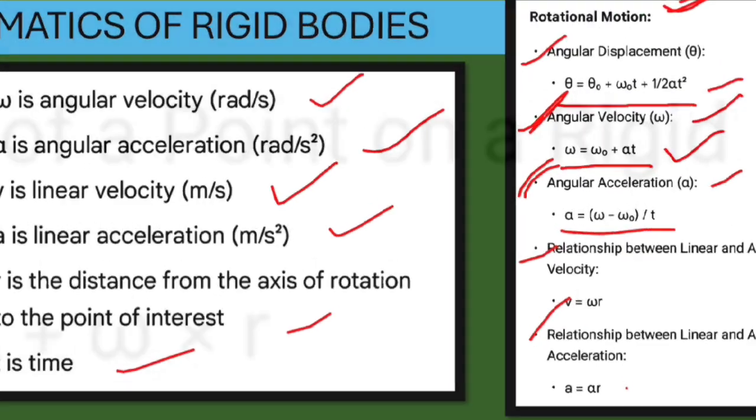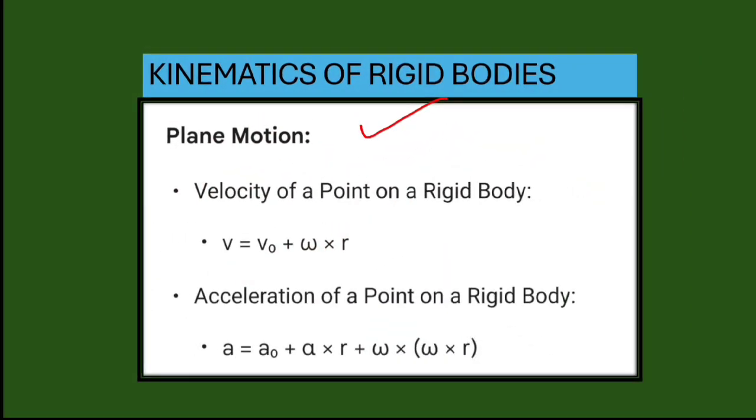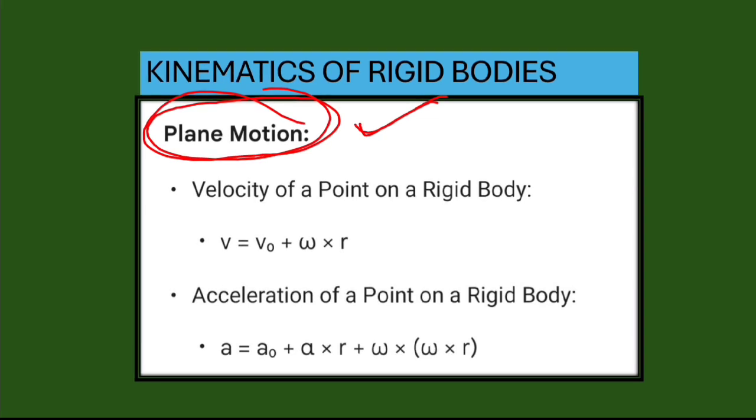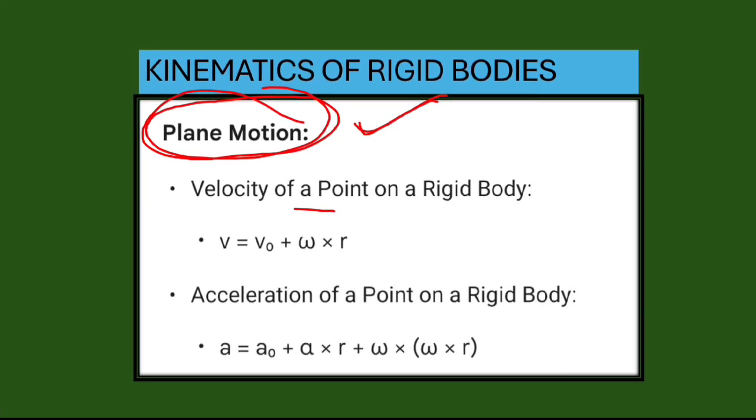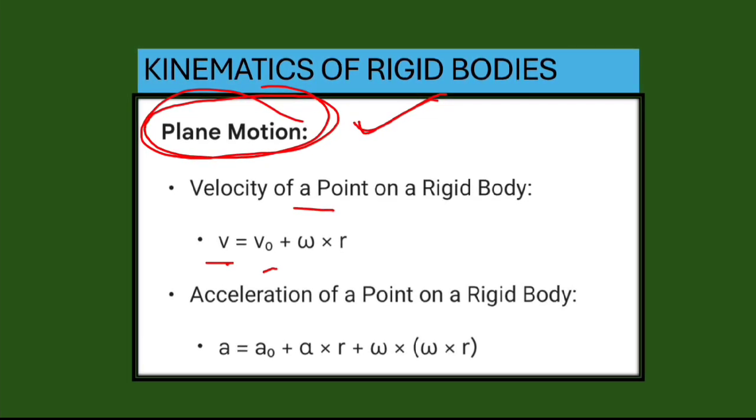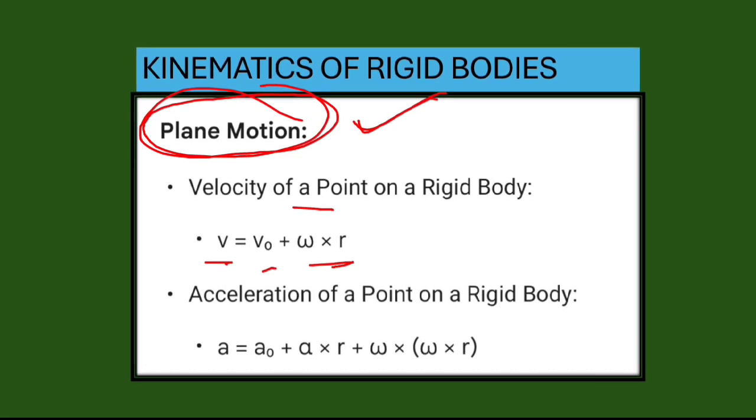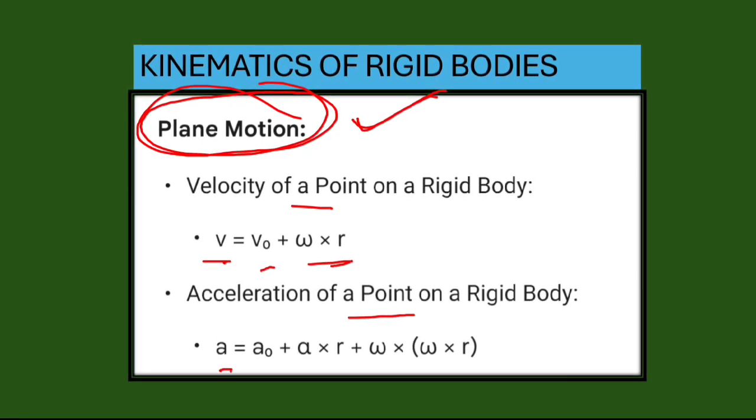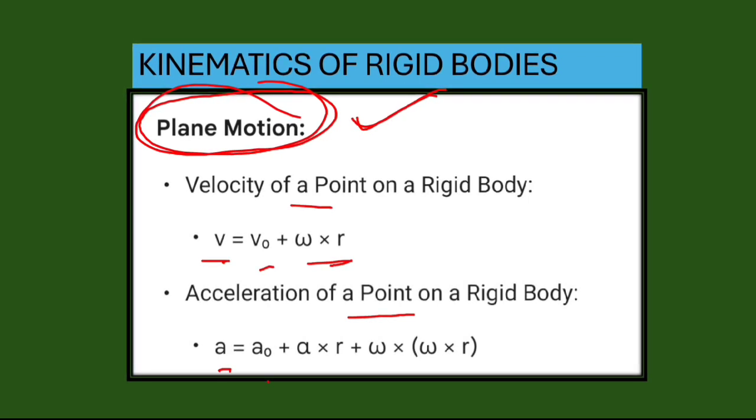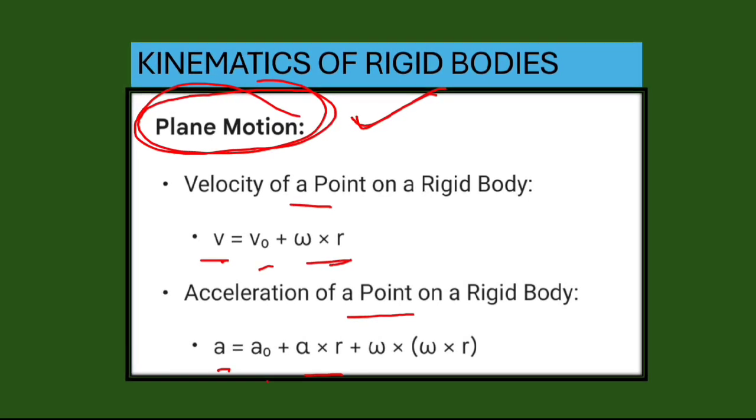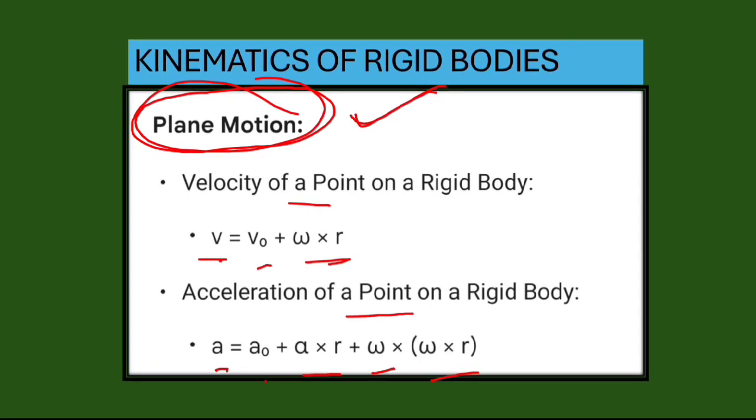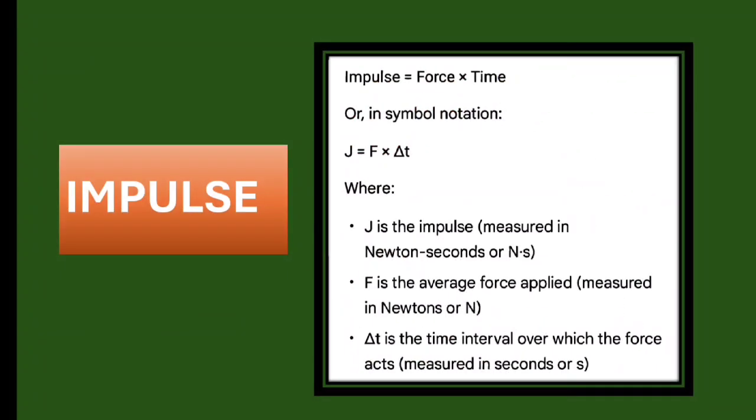These are important formulas. We have plane motion also. Just now we saw rotational motion. In plane motion, the velocity of a point on a rigid body is V equals V naught plus omega cross r. Acceleration of a point on a rigid body is A equals A naught plus alpha cross r plus omega cross (omega cross r). So these are the formulas for plane motion.